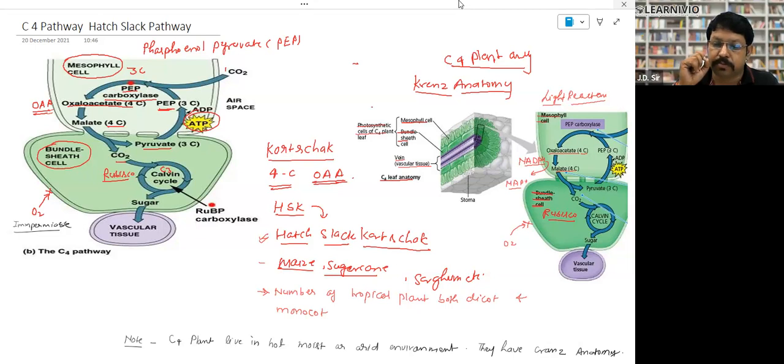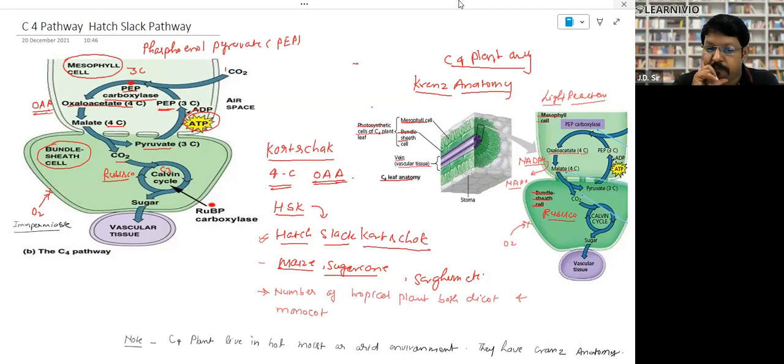Full stop. That's why C4 plants are more efficient. Tell me if you have any single doubt in this complete concept of C3 cycle, C4 cycle. Now I will tell you what is photorespiration. That is the last topic.